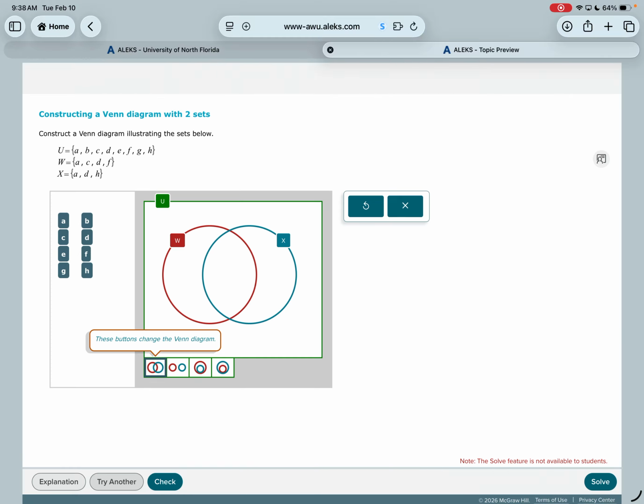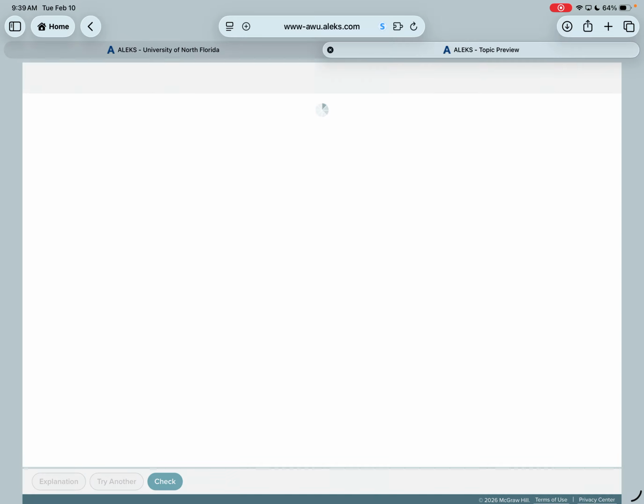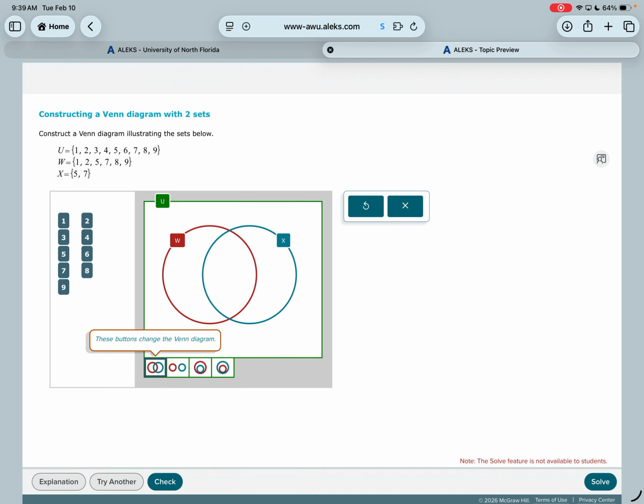But when you start to do these, let me find the one I'm looking for here. Of course, they're the ones that refresh the first time. Oh man, I hit the button. Okay, yeah, this one will work. If you have one like this, you start doing it. 1 is in W, 2 is in W. 3 is not in any of them. 4 is not in any of them.